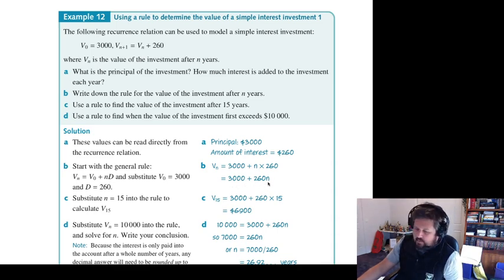So for any number of years, you can ask what's happening after 20 years, and we can figure it out because we've got this formula now. The next question says to use that rule to find the value of the investment after 15 years. So the n value is 15. We write this out again, putting in 15 where n is. V15 is equal to 3,000 plus 260 times 15. After 15 years, the investment is worth $6,900.